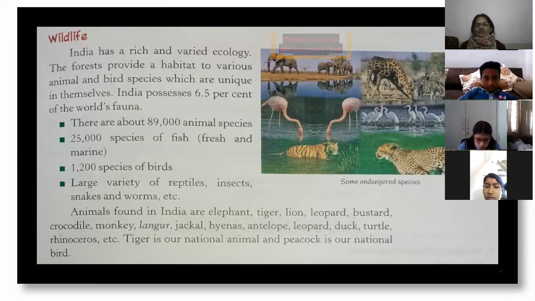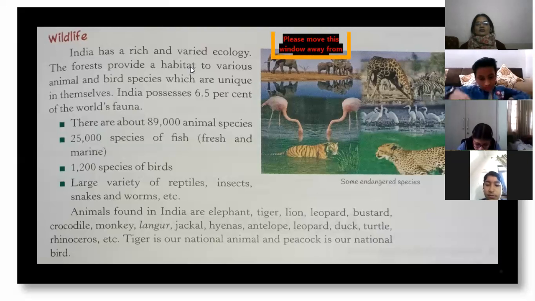So you all are aware which are our national bird and animal? Yes, tiger is our national animal and peacock is our national bird. You all know about the national flower? Which is our national flower? Students, you can chat in the chat box about this. Okay. So this was about the wildlife.